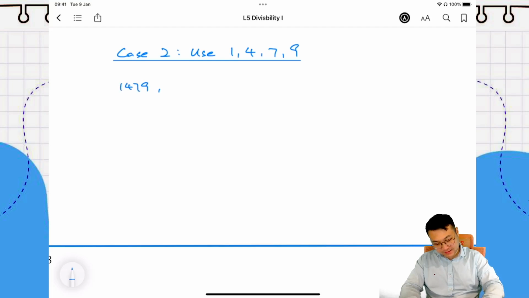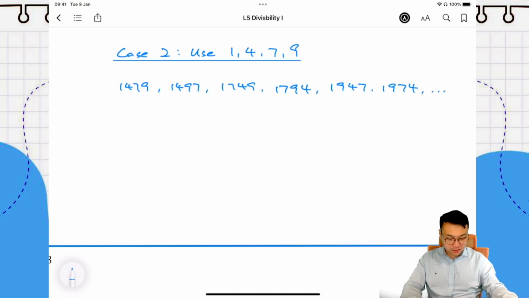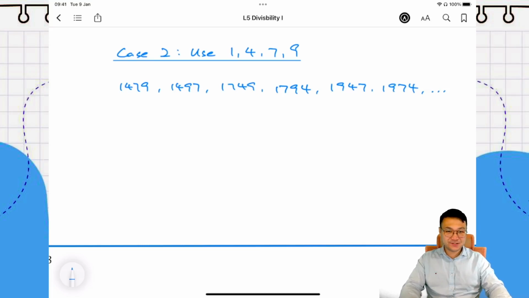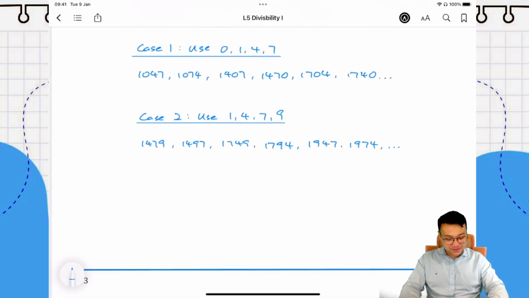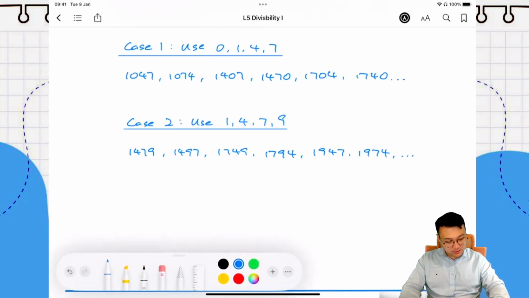1479. Then 1497. Next, 1749. Then 1794. Next, 1947. Then 1974. Now you can go on, right? You can do like 4,000 something or whatever, but those will be quite big. So now we look at all the numbers that we have, we arrange them in ascending order.